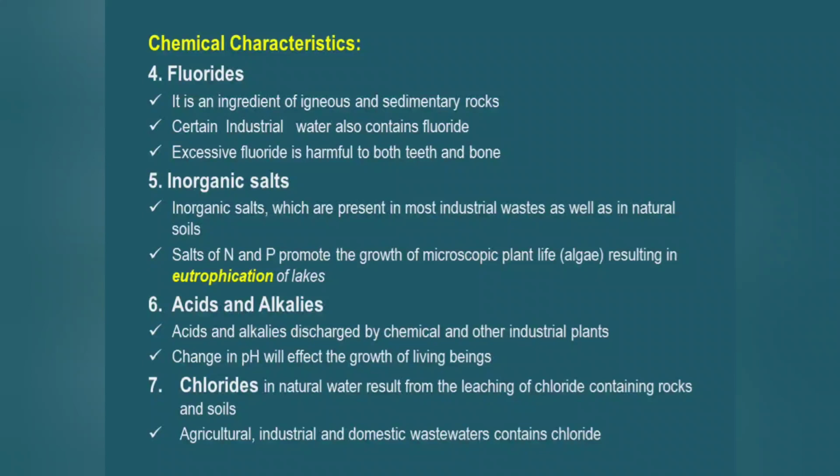Next one is acids and alkalis. Normally acids and alkalis are discharged by several industries, some chemical industries, and other industries such as the leather industry, and that will come to the water. This change in the pH of water will harmfully affect the growth of many living organisms in the water, and that will also lead to loss of aquatic biodiversity.